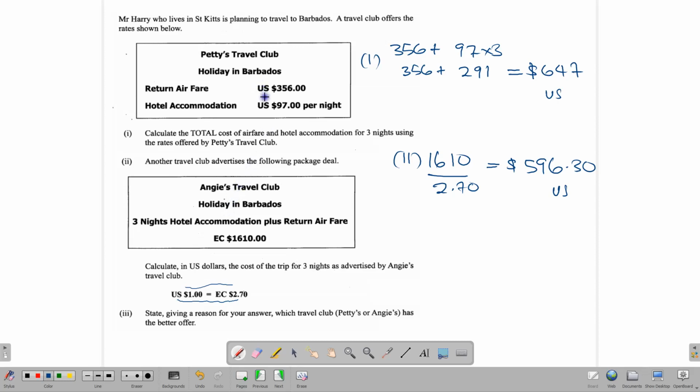3 nights return airfare. And the cost at Petty's Club is $647 US. The cost at Angie's Club is $596.30 US. So the better offer would be, of course, to go with Angie's Club, given that the cost is cheaper.